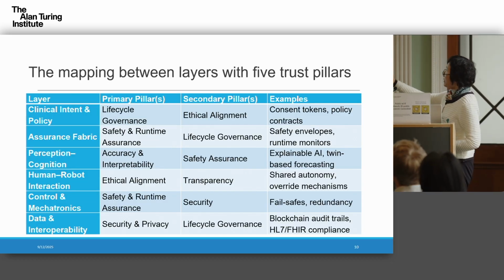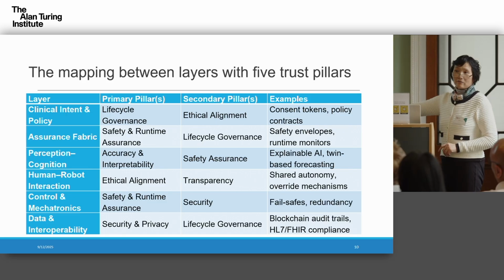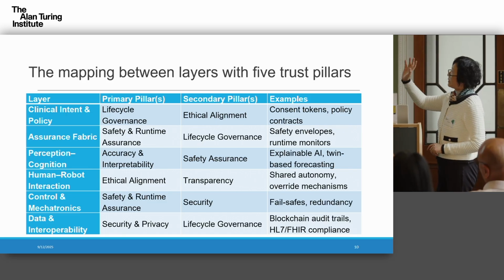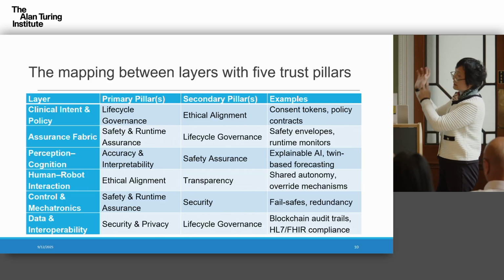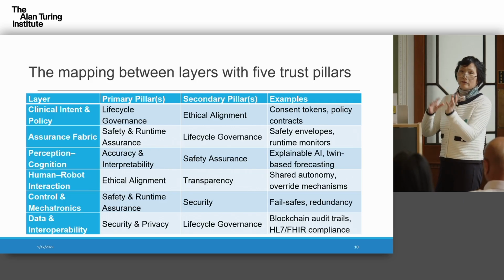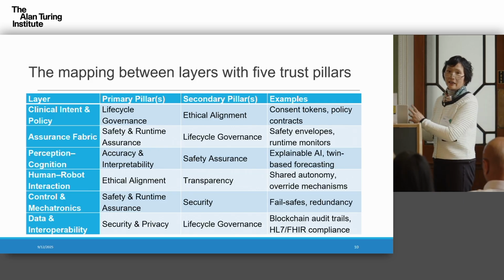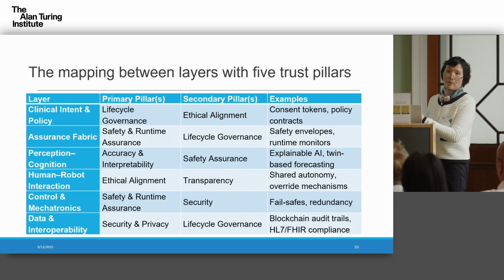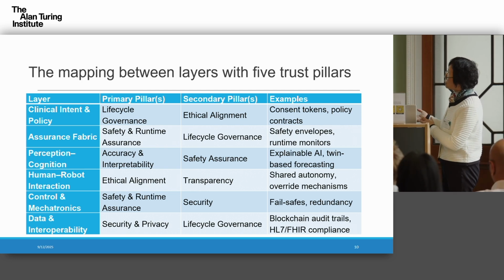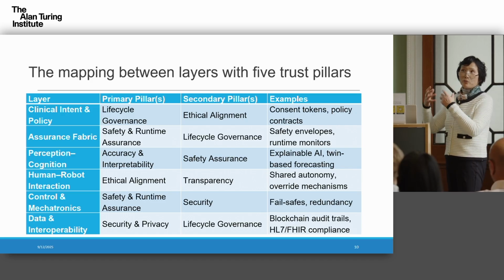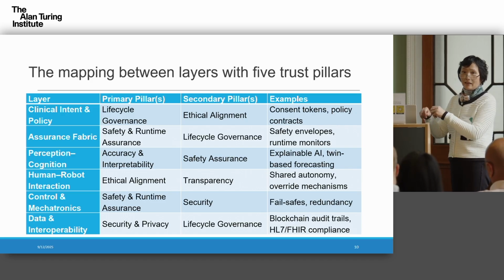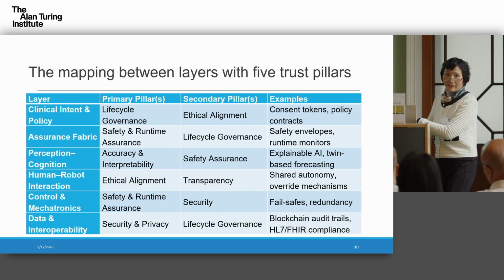So this is a mapping. Each layer has a different mapping to different pillars. We have first and second priorities, indicating the importance in different layers, which pillars are most important. And on the other hand, this indicates how each pillar is anchored in the different layers.